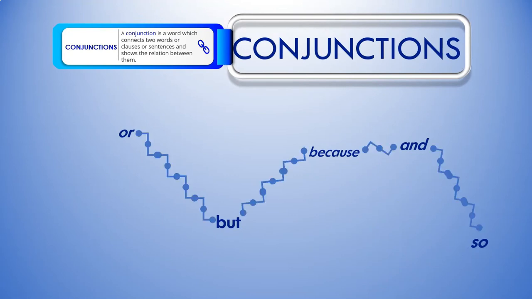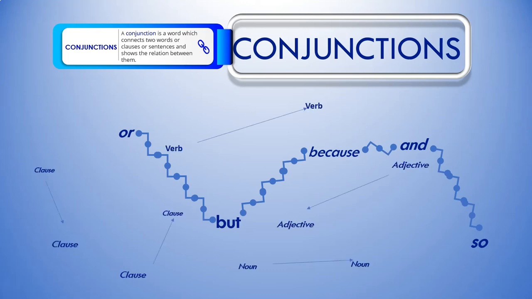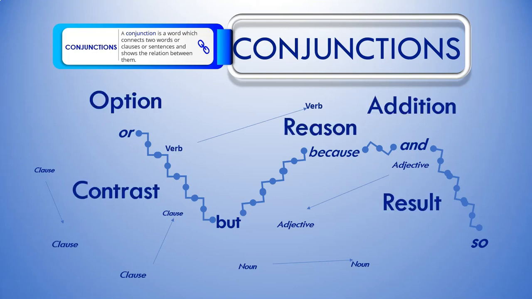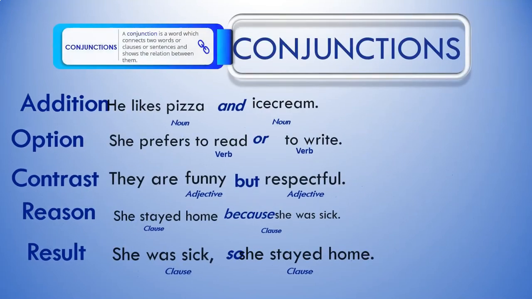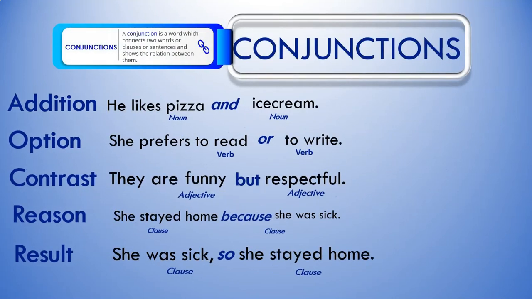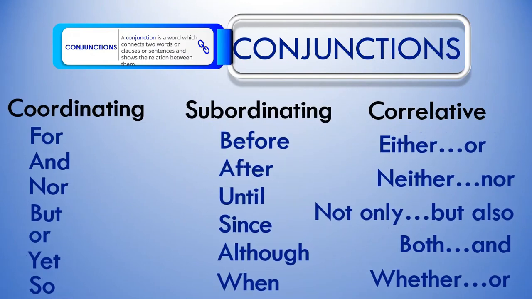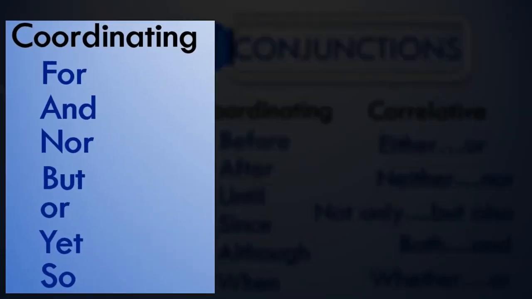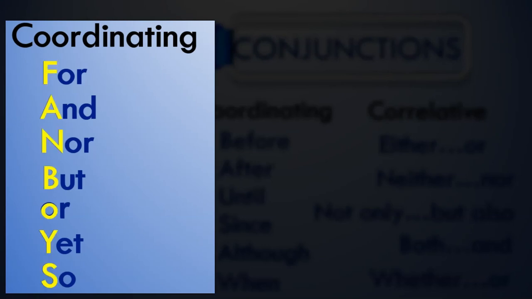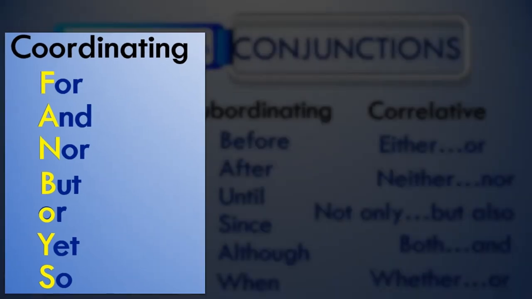Conjunctions are also connectors, but unlike prepositions, in addition to nouns, they connect other grammatically equal parts. They also indicate a broader relationship. This could include, but is not limited to, addition, option, contrast, reason, and result. There are three major types of conjunctions. You can easily remember the coordinating ones by memorizing the first letter of each word in the phrase fanboys.